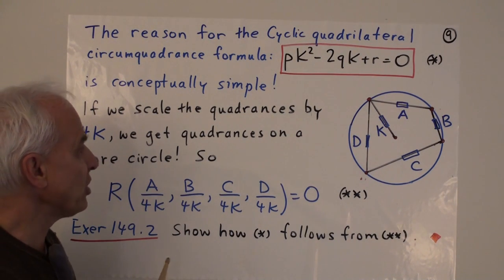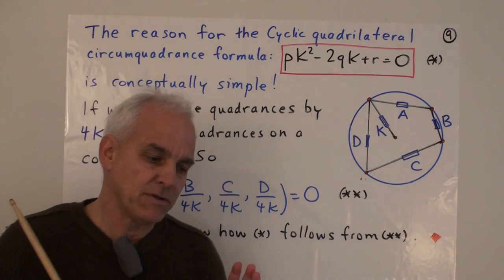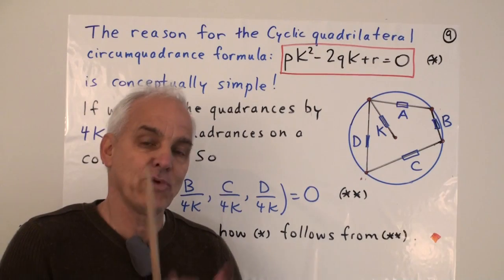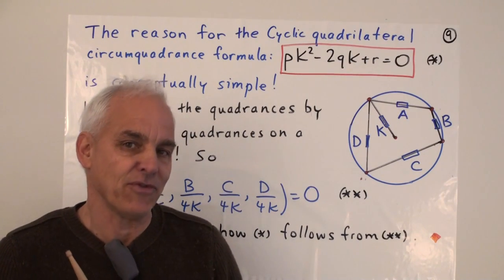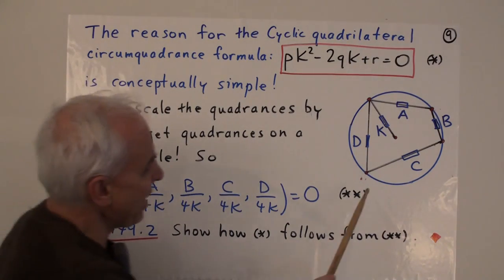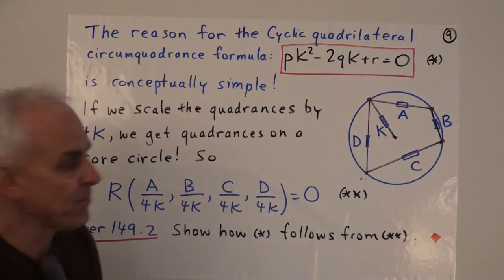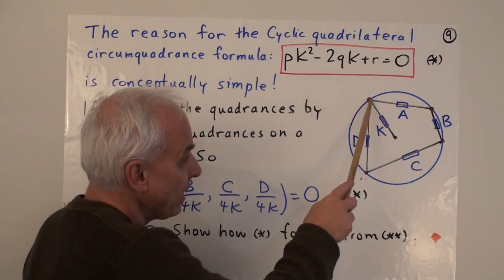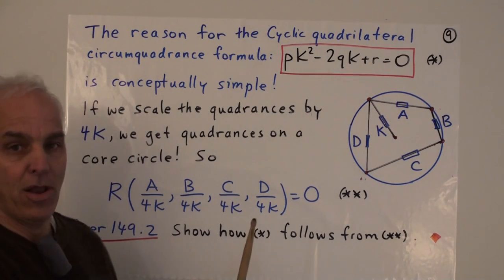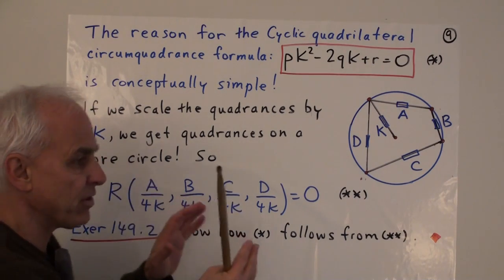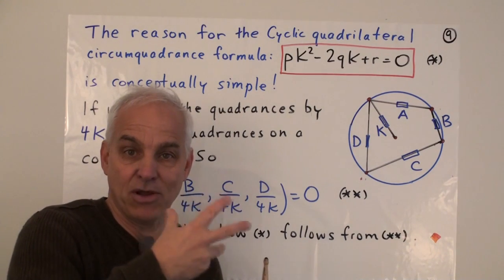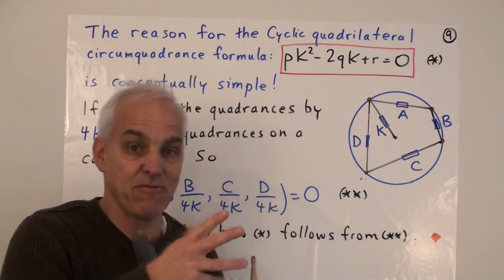So it turns out that it's actually rather conceptually simple and follows very much along the lines of an earlier investigation on the relationship between a triangle and the quadrance of the circle that goes through those 3 points. So the basic idea is that if we have a cyclic quadrilateral like this with quadrances A, B, C, D, and circumquadrance K, then if we rescale things so that we end up with a circle which is the same size as a core circle, then we know what the relationship between the corresponding quadrances is. It's given by our R formula.